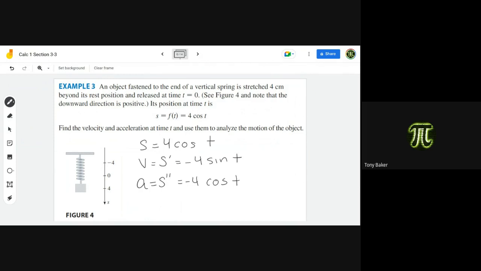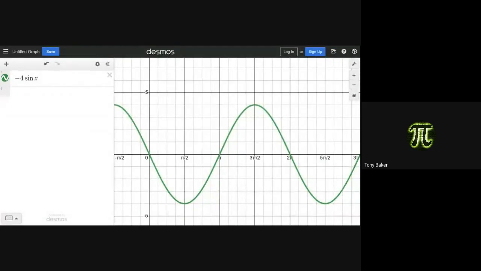Cosine squared, did you do that? I remember there was a bunch of cosine. All right, so yes, but then you still have to go backwards. So here's my -4 sine x. Its peak is at 3 pi over 2, so its max acceleration is when time equals 3 pi over 2.